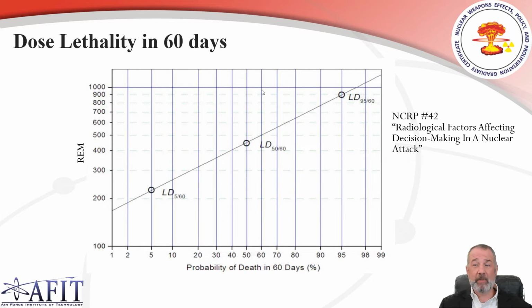So the axis for exposure is in rem. What we're looking at here is the incidence of lethality in the population in terms of ionizing radiation exposure. So we see for 5% of the population to die after 60 days, it's a little bit above 200 rem. 50% of the population, however, will expire at about 450 rem. And then finally, 95% of the population will perish after about 900 rems, or less than a sievert.